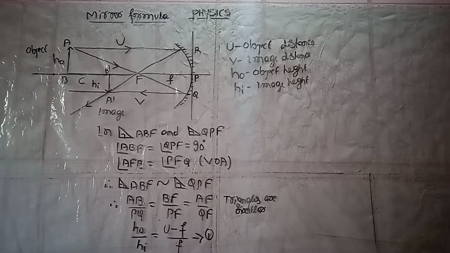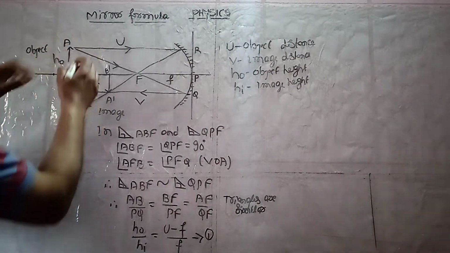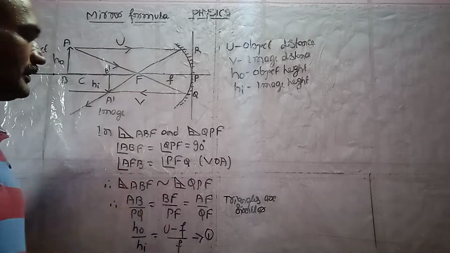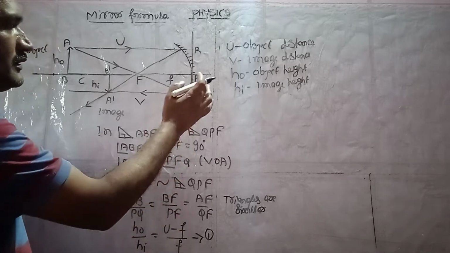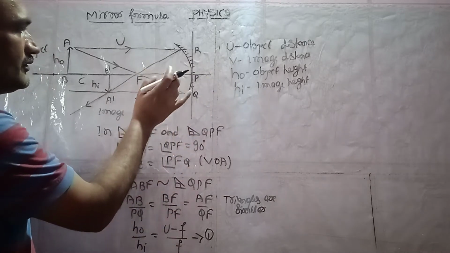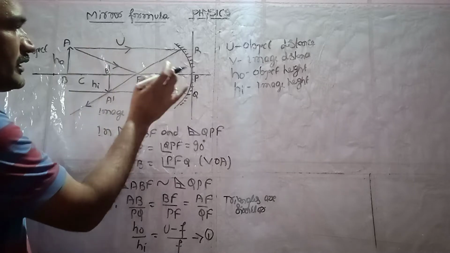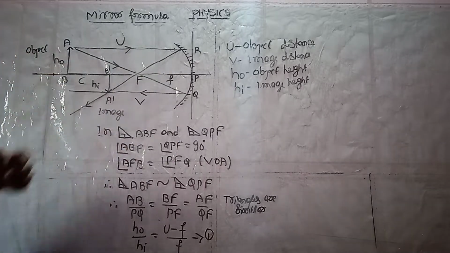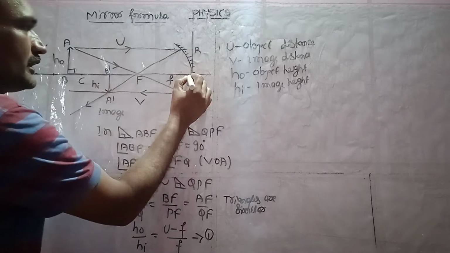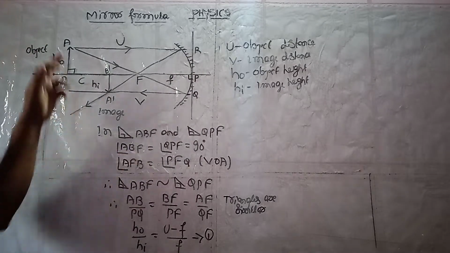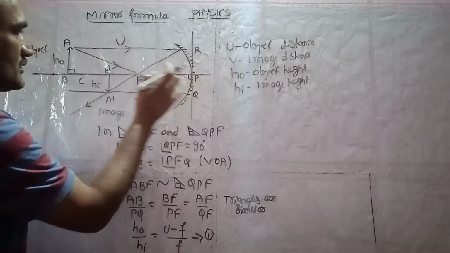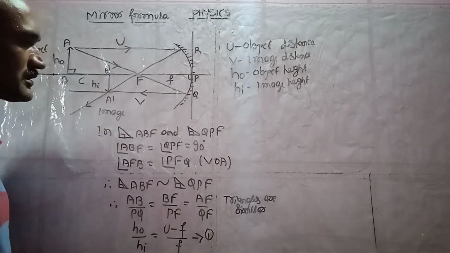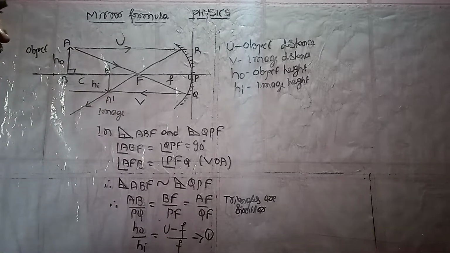Let us compare the two right angle triangles, ABF and QPF. Here we get 90 degrees, and this also we get 90 degrees. Angle ABF is equal to angle QPF, both 90 degrees, because the object is always placed perpendicular to the principal axis.